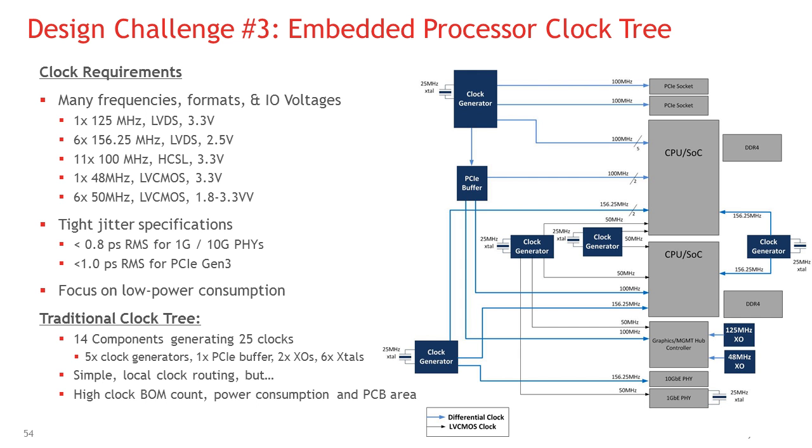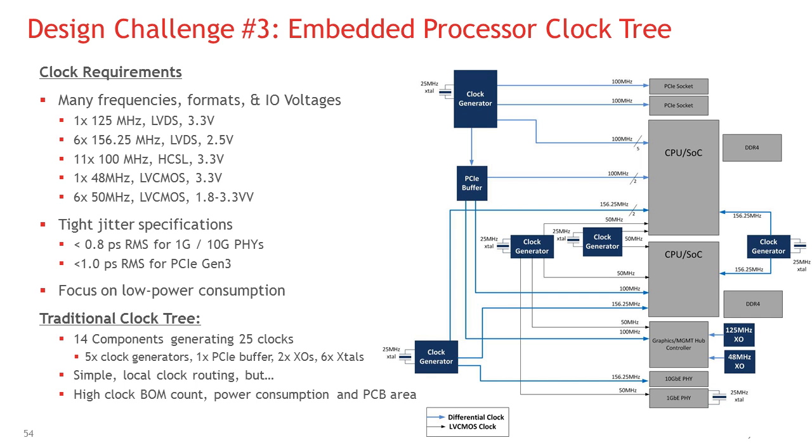So moving into design challenge number 3 related to the clocks and the timing. As Ben noted, embedded processors such as the Cavium ThunderX family have many different types of I/O, memory, and data bus interconnect options, all of which require high-performance clocks at varying frequencies, formats, and I/O voltages. We call the clock requirements in a system design a clock tree. For a system design utilizing a Cavium ThunderX processor, we have identified 25 clocks that are needed, shown here in the block diagram on the right, comprising differential as well as single-ended formats.